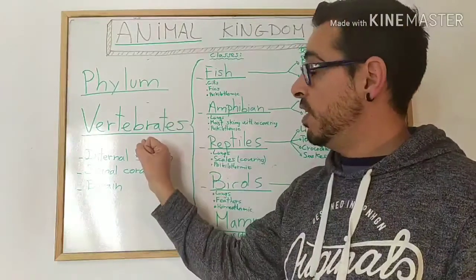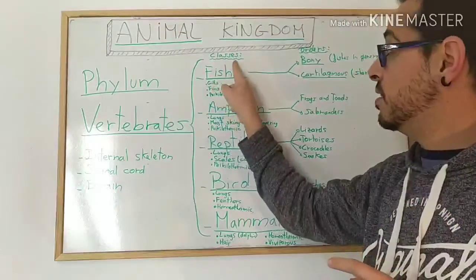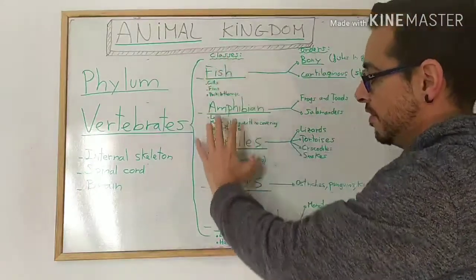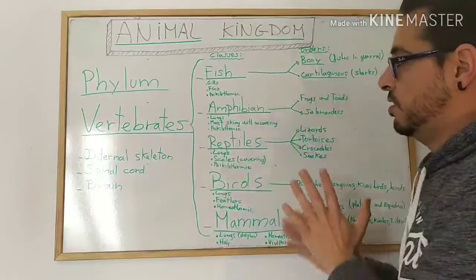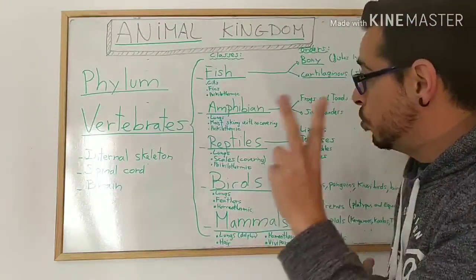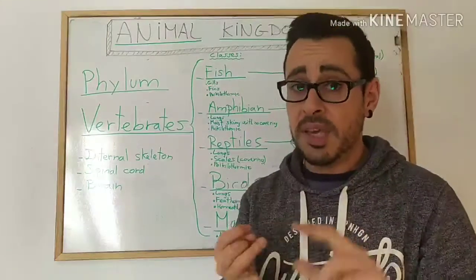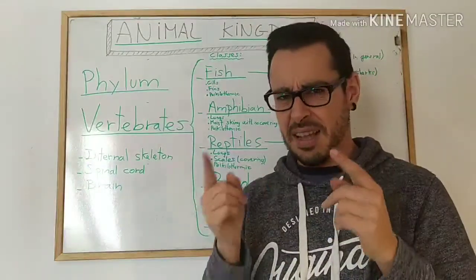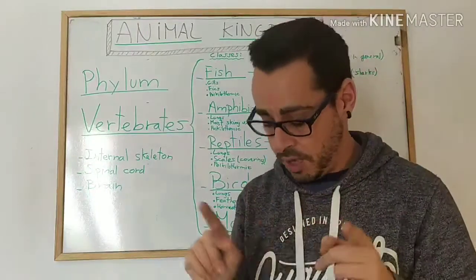And the phylum vertebrates is divided into classes, and these classes are divided into orders. Here are the classes, here are the orders. And now, first of all, I want you to know two things. What is poikilothermic and homeothermic? Humans, I think that I explained this to you before in class, okay?